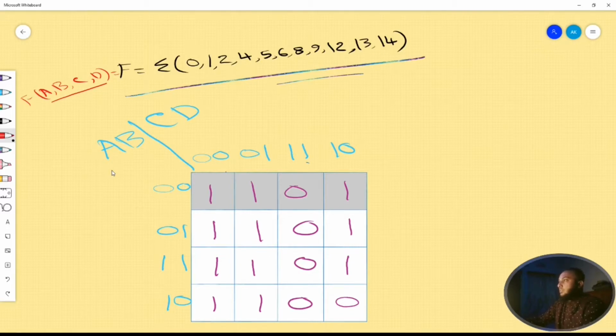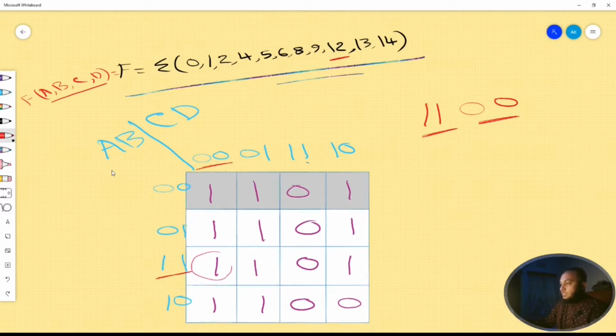For example, if you want to put 1 in the 12th position, we need to write the binary form of 12. Let me write it in big. So this is the binary expression for 12. So the first 2 inputs will be 1 1, so 1 1 here, and 0 0 here, so 0 0. So 12 means first column, third row, which represents this box. So here we will put 1.